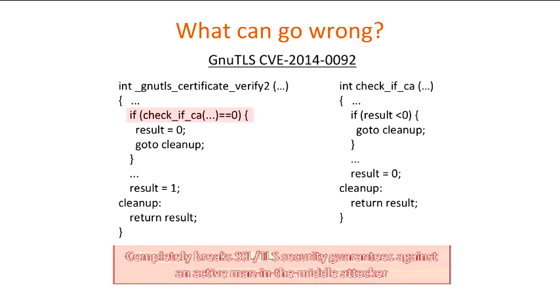Let's actually see what checkIfCA does. We see that if an error happens, result is less than 0. And when it's less than 0, the function skips right to the end and returns that value. Unfortunately, the caller does not check for the negative value. Result is set to 1, even though the certificate is malformed and does not actually belong to a certificate authority. That means an attacker can just spoof anybody by just issuing a malformed certificate.